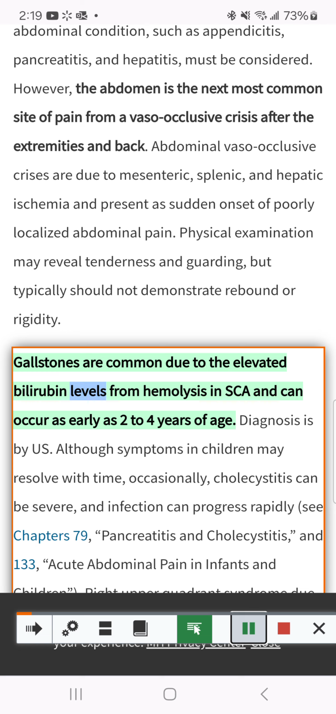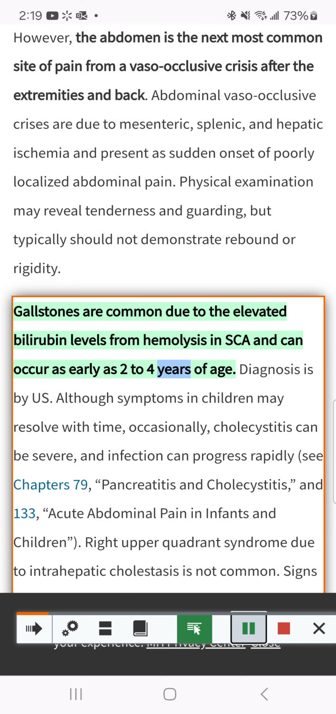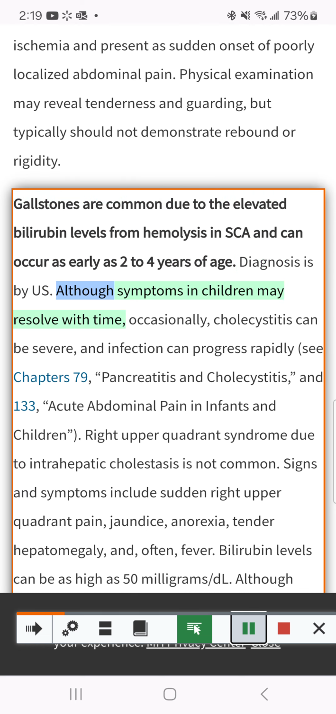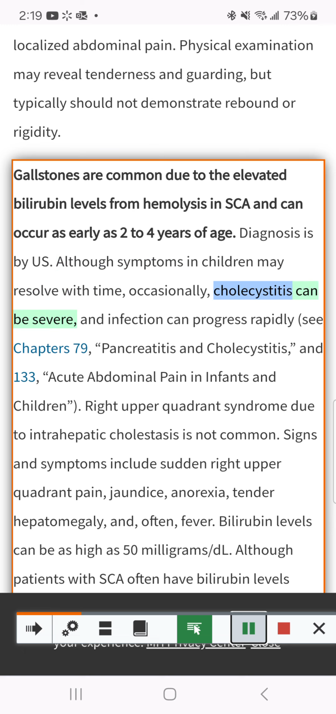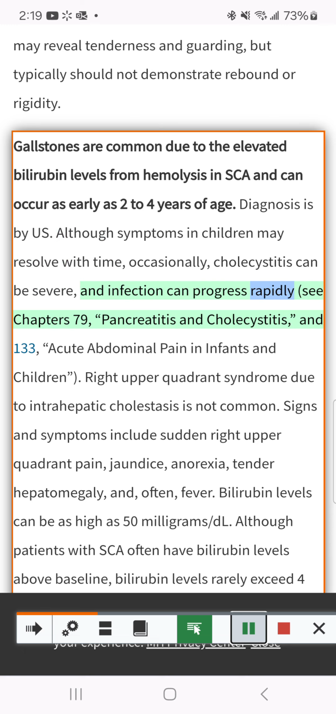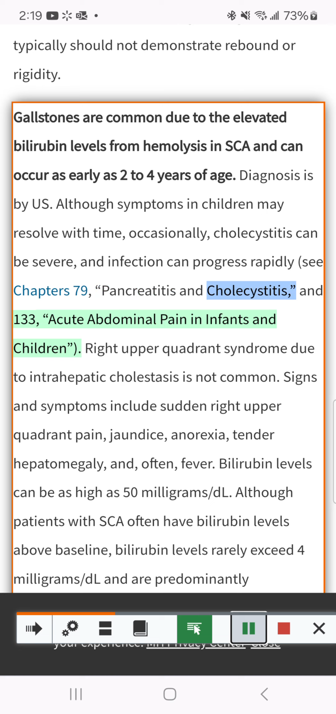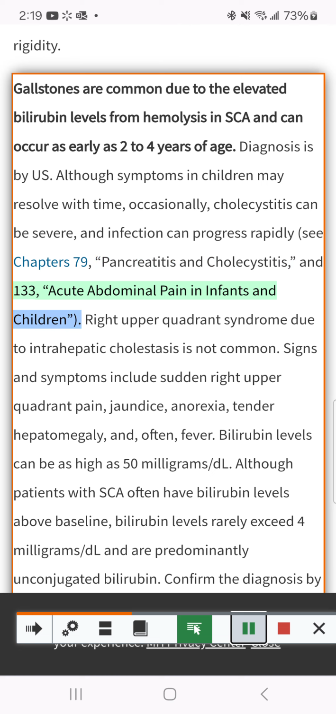Gallstones are common due to the elevated bilirubin levels from hemolysis in SCA and can occur as early as 2 to 4 years of age. Diagnosis is by US. Although symptoms in children may resolve with time, occasionally, cholecystitis can be severe, and infection can progress rapidly. See chapters 79, Pancreatitis and Cholecystitis, and 133, Acute Abdominal Pain in Infants and Children.